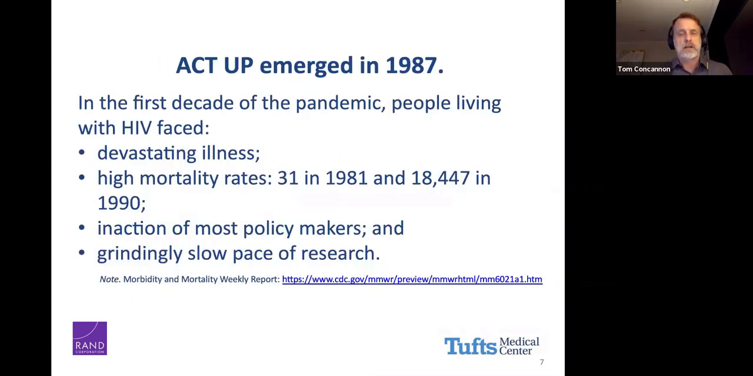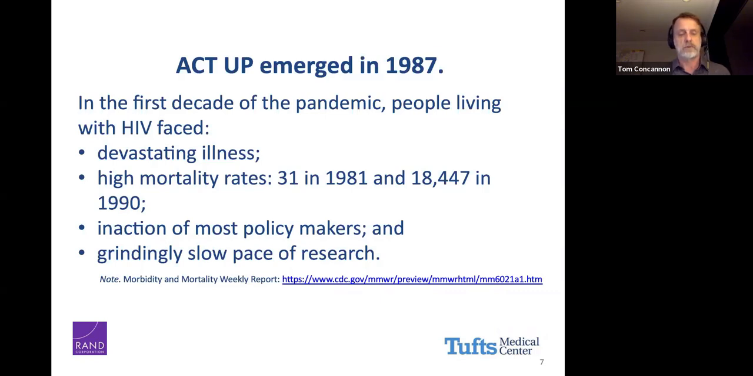So ACT UP emerged in 1987. This is within the first decade of the pandemic. And in that decade, people living with HIV had already faced devastating illness. There were very high mortality rates with this condition. 31 people died of AIDS complications in 1981, and 18,447 by 1990.